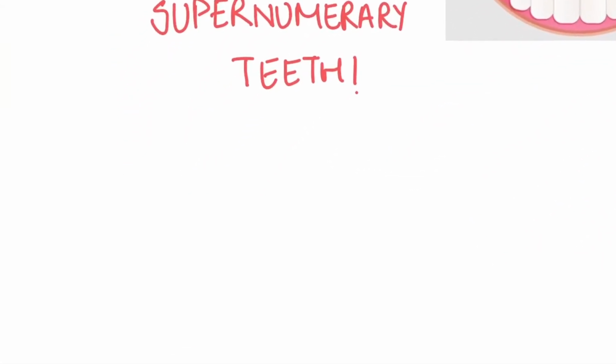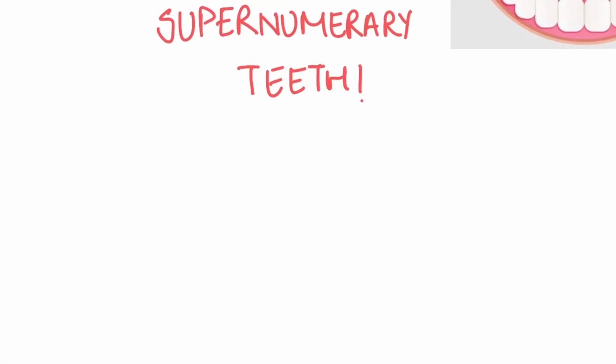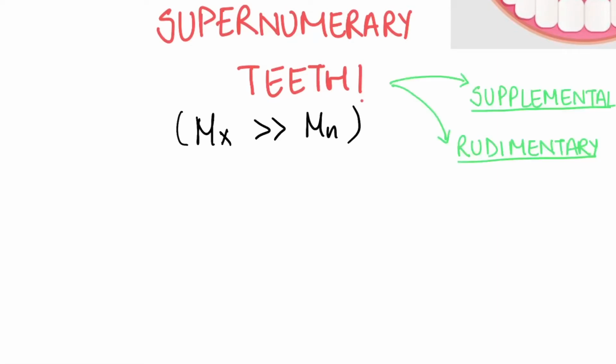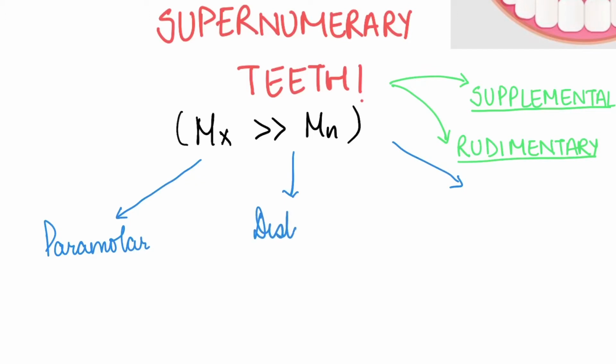So let's see the details of supernumerary teeth now. Supernumerary teeth are coined when we see teeth in excess of the normal number, and it is more commonly seen in maxilla. 90% of the supernumerary teeth are present in maxilla and 10% are seen in mandible. These supernumerary teeth are divided into supplemental or rudimentary. Supplemental teeth are called when they are in normal size and shape, and rudimentary when they are abnormal or smaller in size.